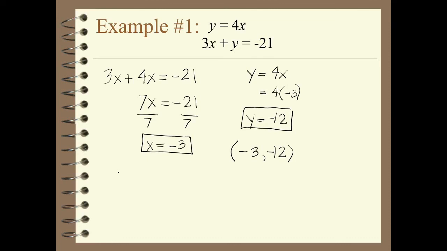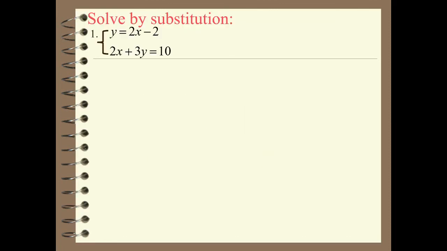Okay? Is there a question about example number 1? Are there any questions? So everything is fine. Now let's have another example. Okay? Now what if you're given this? Y is equal to 2x minus 2. And the second equation, that's 2x plus 3y is equal to 10.